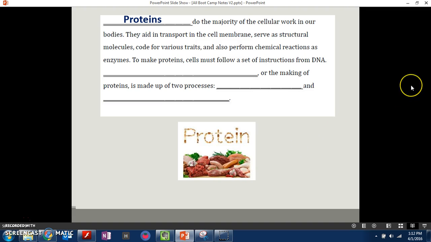So here we go. Proteins do the majority of the cellular work in our bodies. Whenever we are eating meat or beans, we are getting proteins, and they help in transporting things throughout our cellular membrane. They help give us structure and a lot more. To make proteins, cells must follow a set of instructions from DNA, and that process is called protein synthesis.